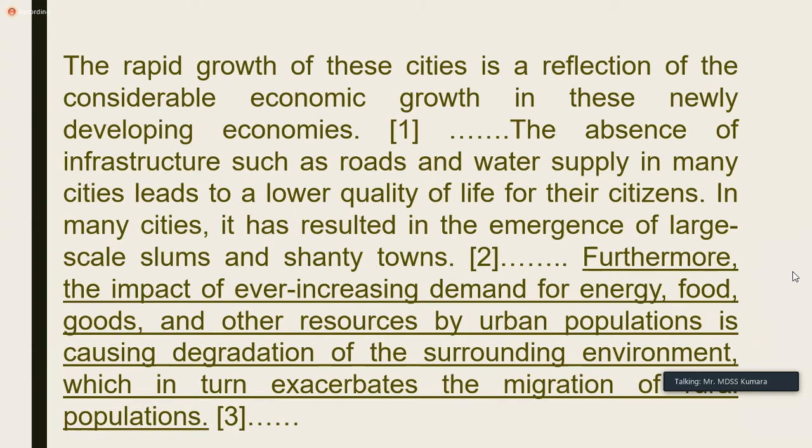So the first answer option says here, the urban population needs food, but people are not able to afford it. The urban population needs food. So does this sentence tell something like that? Furthermore, the impact of ever increasing demand for energy, food, goods, and other resources by urban population, so on and so forth.